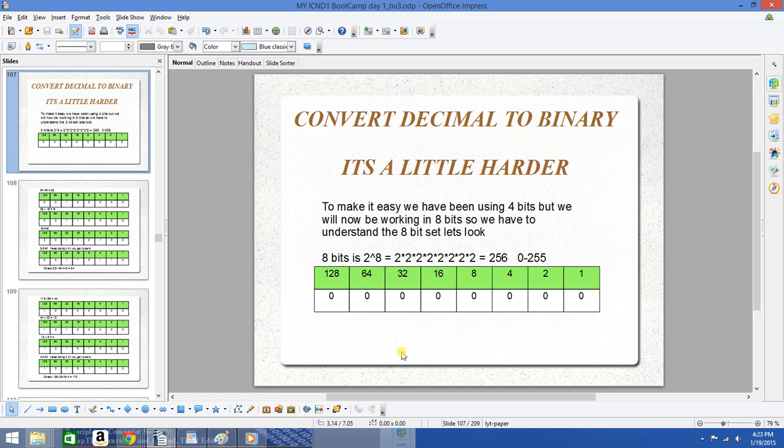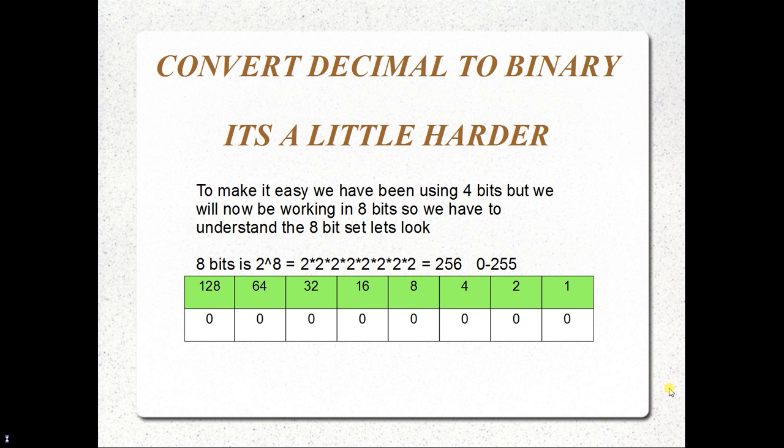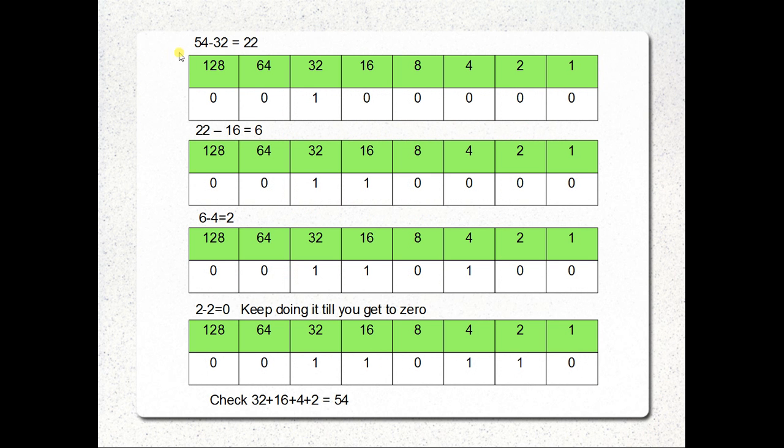So let's go ahead and take a look at this number 54, and we want to convert that to a binary number. Now the way to do that is: does 128 go into 54? No. Does 64 go into 54? No. Does 32 go into 54? Yes. So put down 1 and what's left over. 54 minus 32 is 22. Bring your 22 down here and do it again.